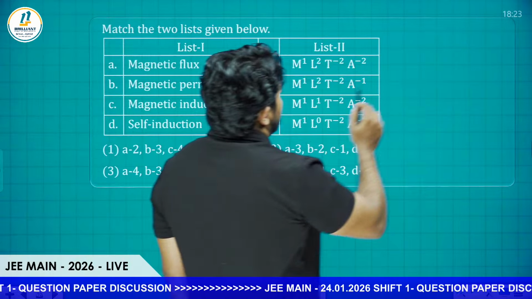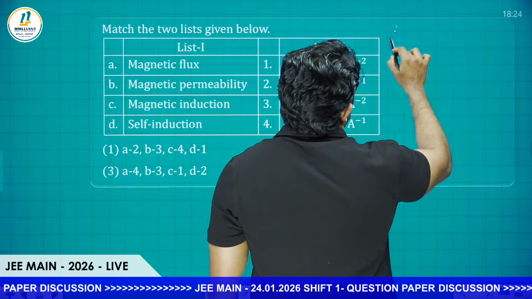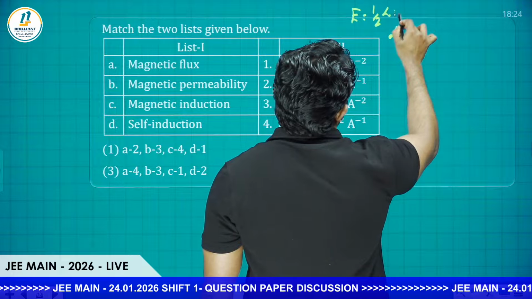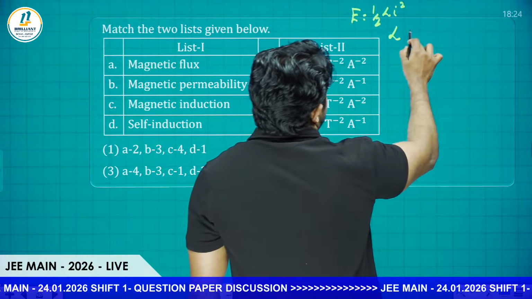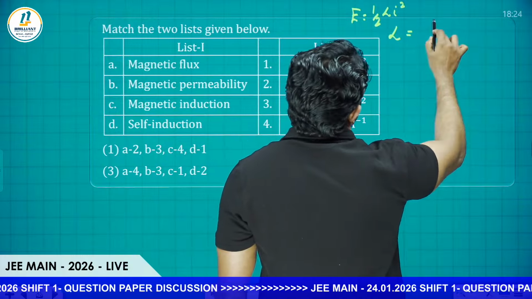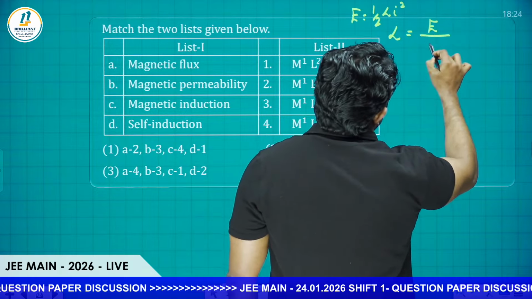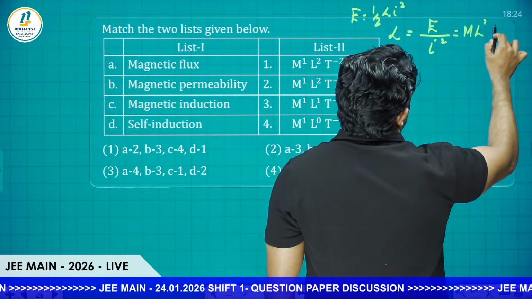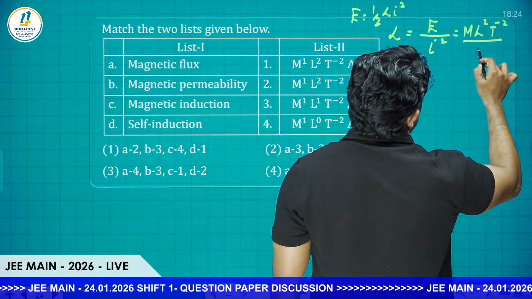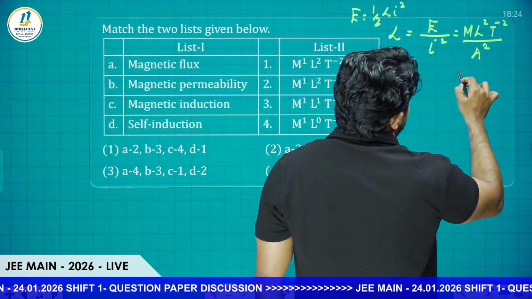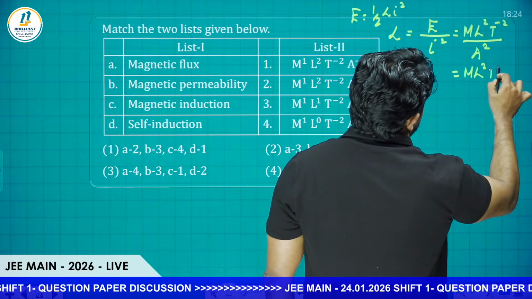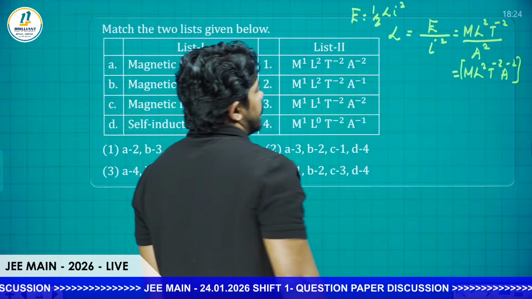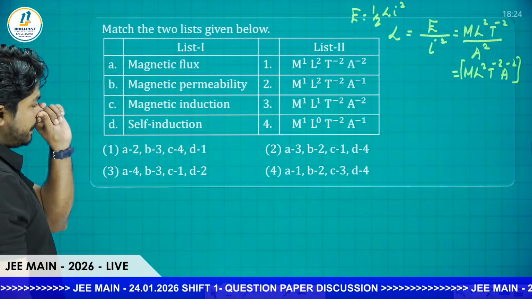So self-induction, I am going to take the first one. Okay. So I know that the energy of an inductor is half L I square. So the dimension of inductor, I am going to get it by energy divided by the square of current. Energy, I know that is M L square T raised to minus 2, divided by A square, right? So it is M L square T raised to minus 2 A raised to minus 2. This should be the value of inductor.